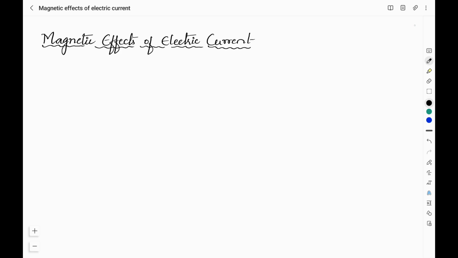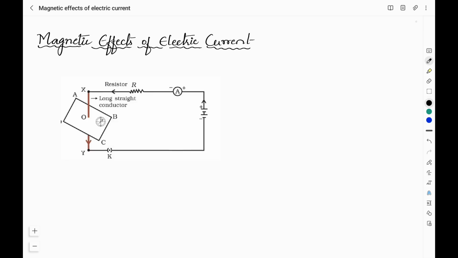This is Vidyashri. In this video, I'll be discussing the important points that you need to remember from the chapter Magnetic Effect of Electric Current of 10th Standard.